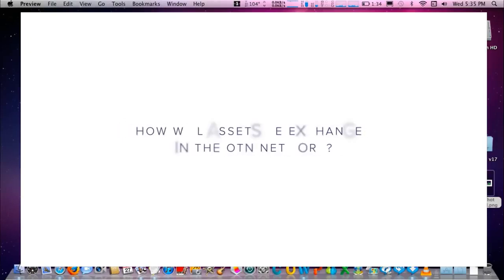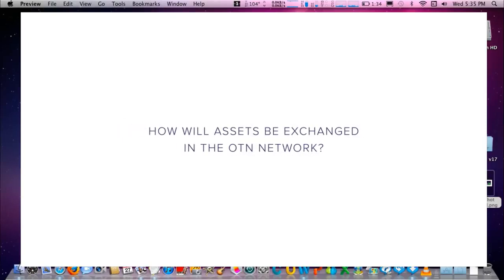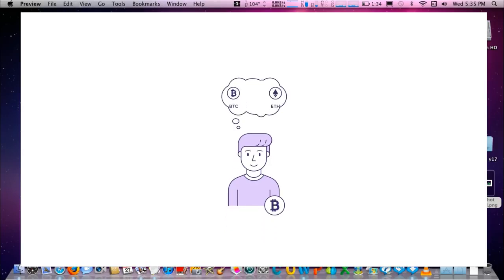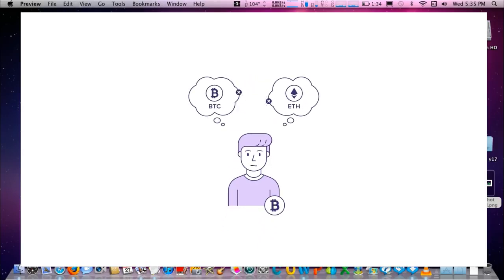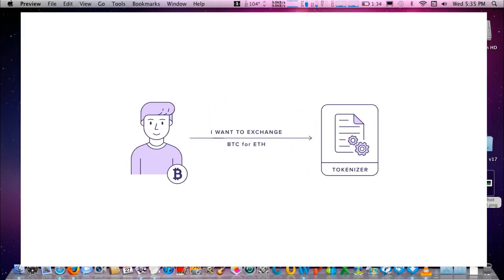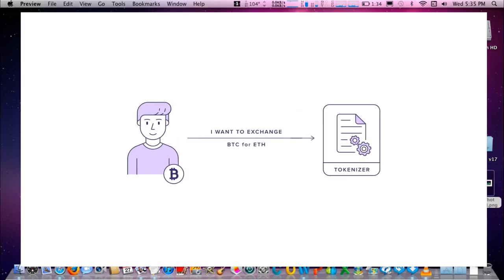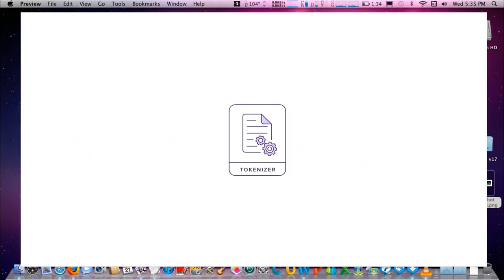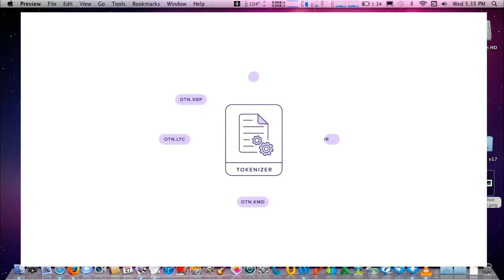How will assets be exchanged in the OTN network? Let's say you want to exchange Bitcoins for Ethers, two cryptocurrencies that use different blockchain networks. First, you need to send the tokenizer a request to perform this operation. A tokenizer is a set of smart contracts in the OTN network that creates tokens for assets so that they can be exchanged easily.